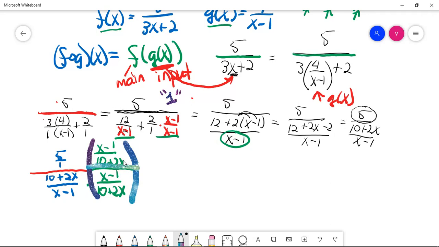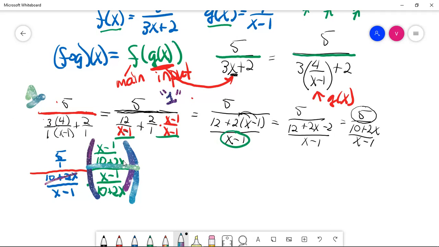x minus 1 over 10 plus 2x is equal to our magic number, 1. This is anything divided by itself right here. This whole thing here is just equal to 1. Okay, so you're actually not changing that fraction there. You are just multiplying it by the number 1. But by doing that, look what happens.